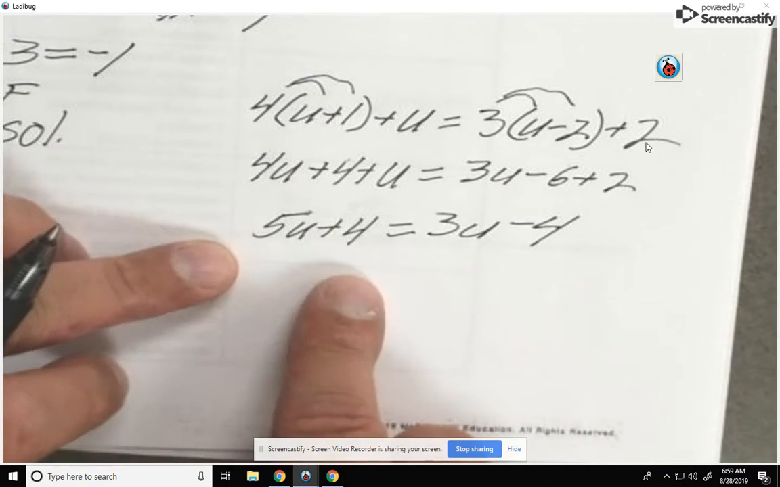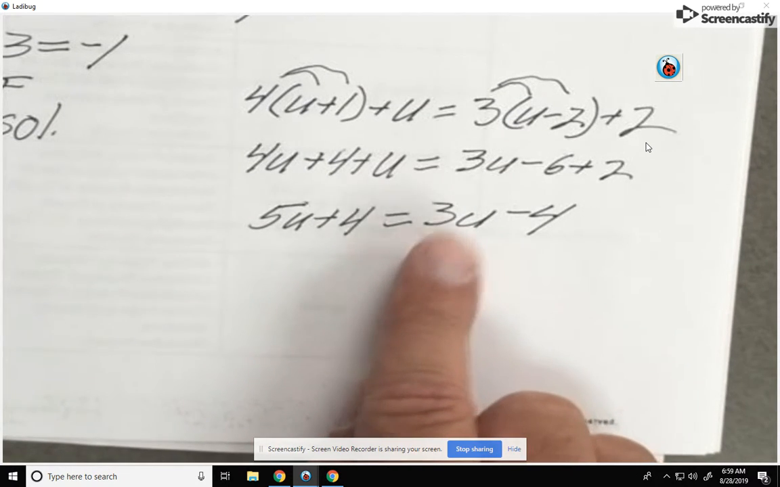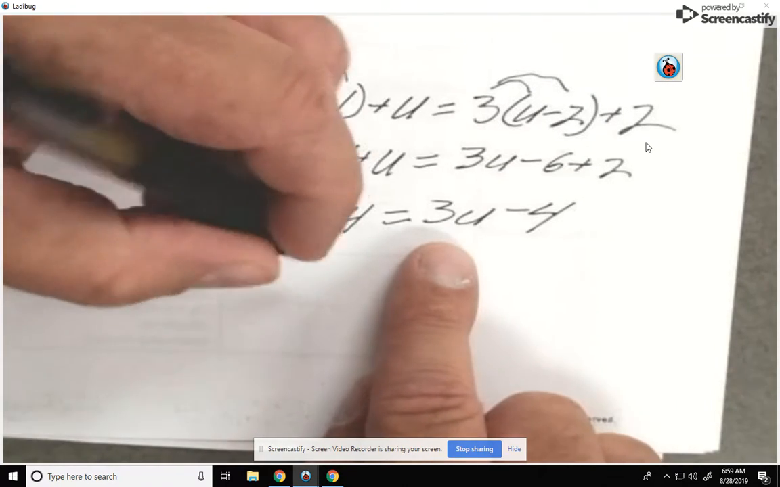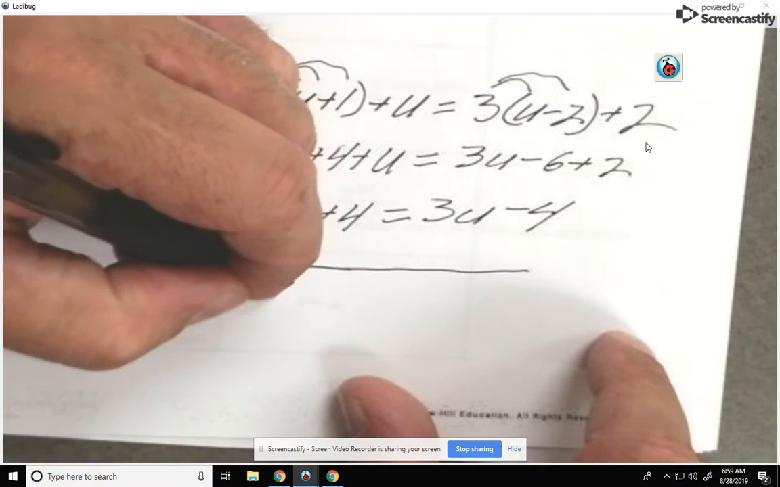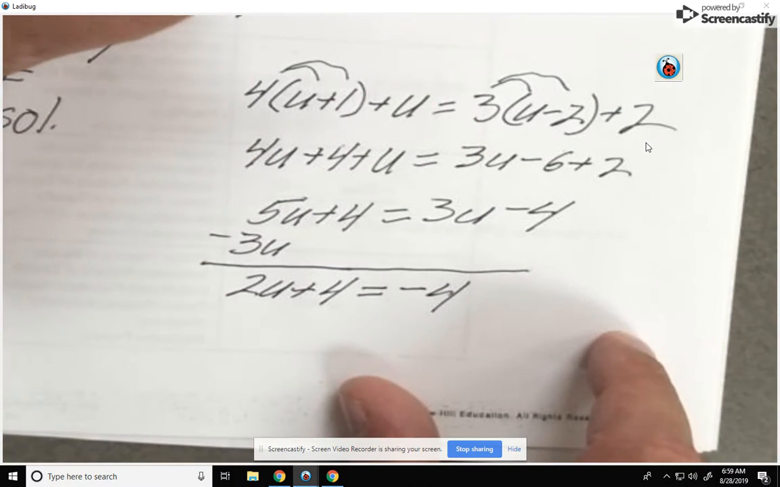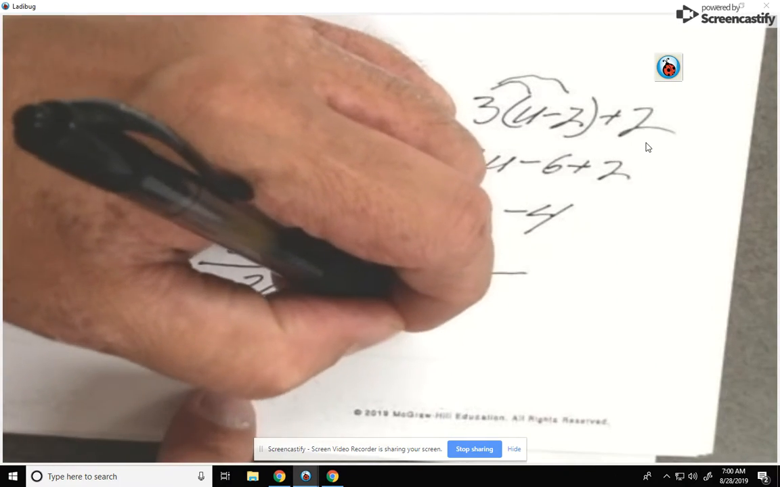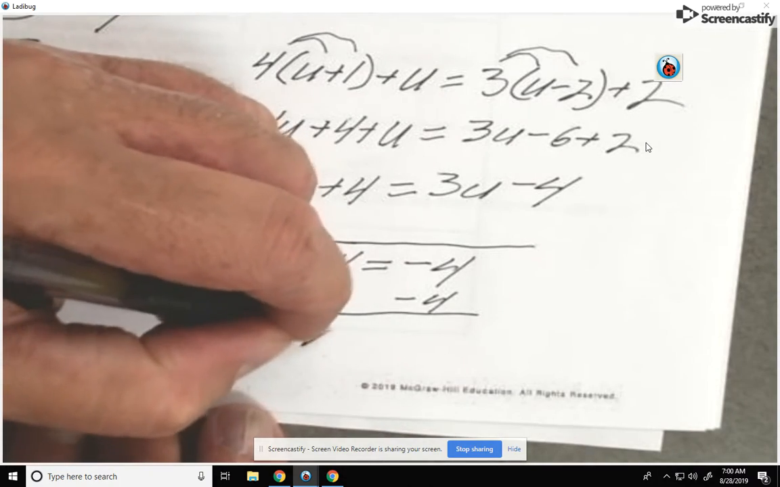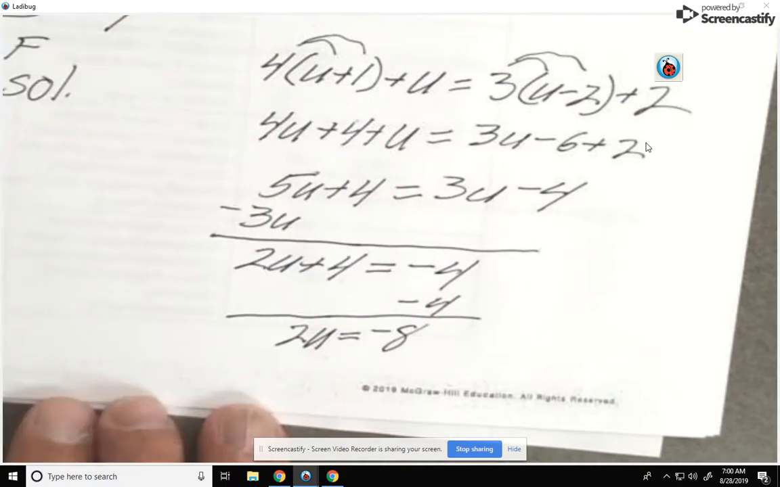So now I do like I did on question 3. I've got u's on both sides, so I'm going to move one of them over using either addition or subtraction. If I decide to move my 3u, it's a positive 3, so I subtract 3u. 5 minus 3 will give me 2u plus 4 equals negative 4. Now I want to get u by itself, so this plus 4 I'm going to bring over and subtract from my negative 4. So 2u equals negative 4 minus 4, which gives me negative 8.